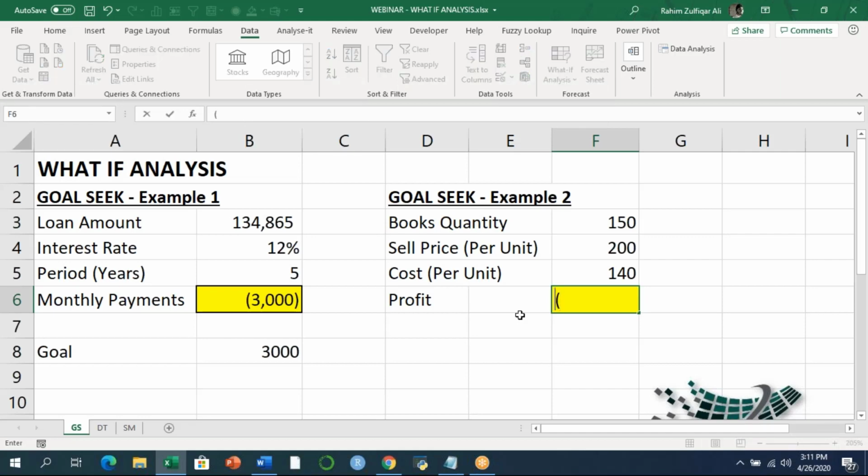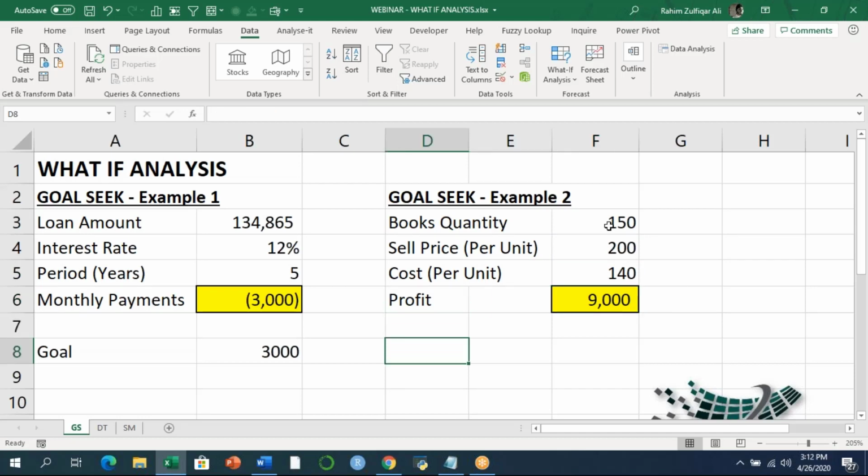So let me write a formula here. I will select the selling price, which is 200 in F4, multiplying it with the books quantity, and then minus the cost. The cost per unit is 140, which is in F5, multiplying it with the quantity of books. So I will get the profit of 9,000. So after selling 150 books at a unit price of 200, I can get a profit of 9,000.